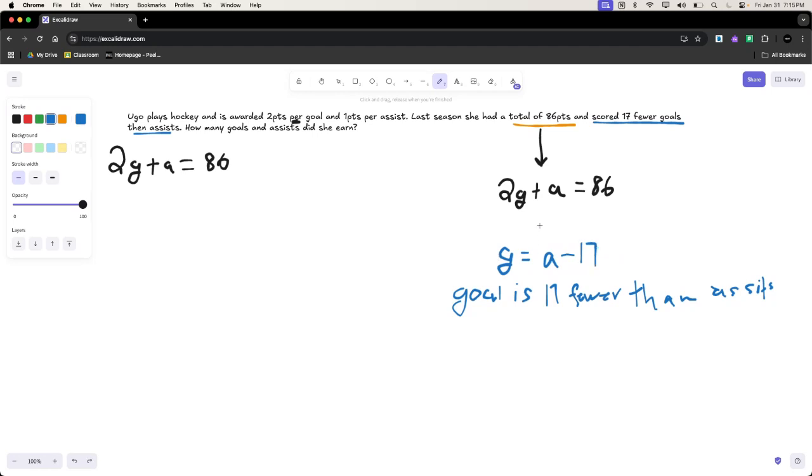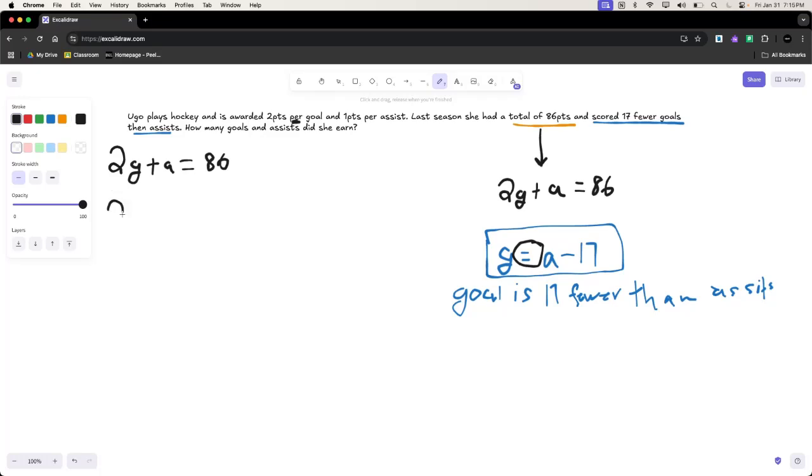All right, cool. So now we have a modeled relationship between goals and assists, because goals is directly reliant on the amount of assists because of this information given in the word problem. So now what we can do is we can actually substitute this G with this relation, because A minus 17 is G and G is A minus 17, right? These two are equal, and that is confirmed with this equal sign. So let's go ahead and do that here.